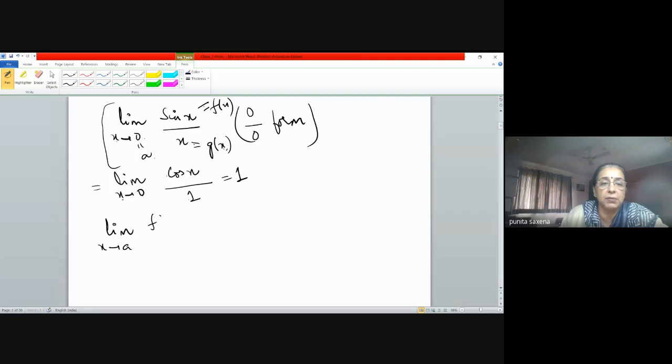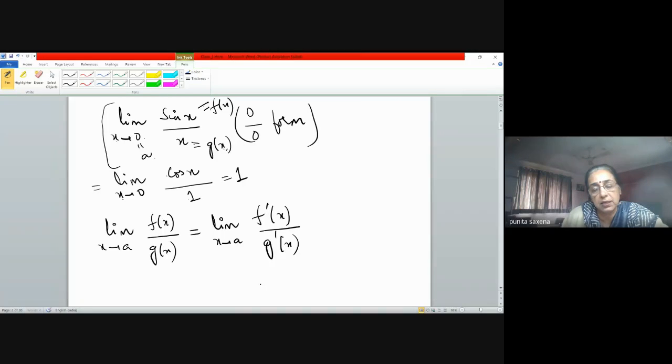It can happen that the limit as x tends to a of f(x) upon g(x) becomes a 0 by 0 form. We apply L'Hopital's rule and we say that this is equal to f'(x) upon g'(x). Now, one possibility is like in this function, we get the answer, we get the limit. The other possibility is that f'(x) is the derivative of f(x), so f'(x) is also some function. Similarly, g'(x) is also a function. So when we take the limits, the possibility is that this also ends up in a 0 by 0 form. It can happen, because these are also functions.